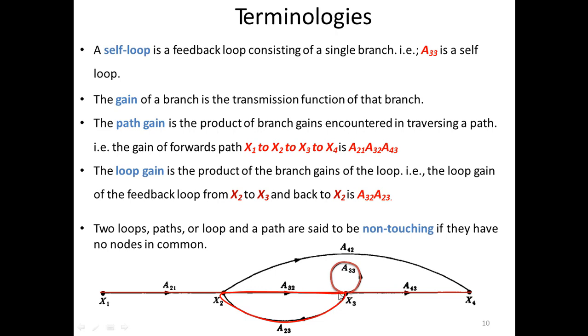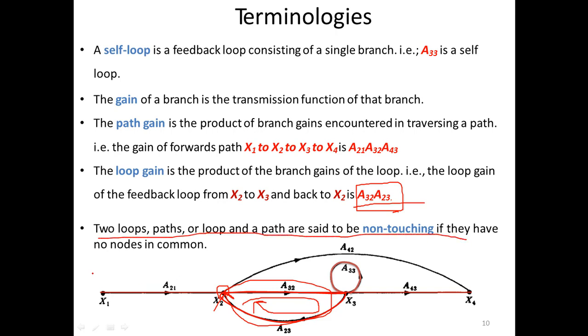You can see that is the loop gain, or x2 to x3, and similarly back to x2, A32, and this is the complete loop gain. You can see that this A32 and this A23, starting from the x2 and ending on the x2 as well. You have to find a loop, and you have to find a total loop gain, and the total loop gain will be equal to the product of all the gains that are involved in that loop. So these are the loop gains, and two loops, paths, or loop and a path are said to be non-touching if they have no common nodes.